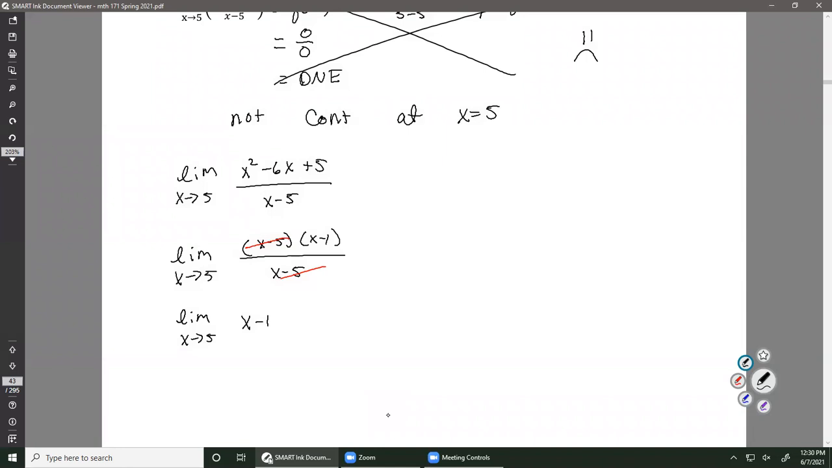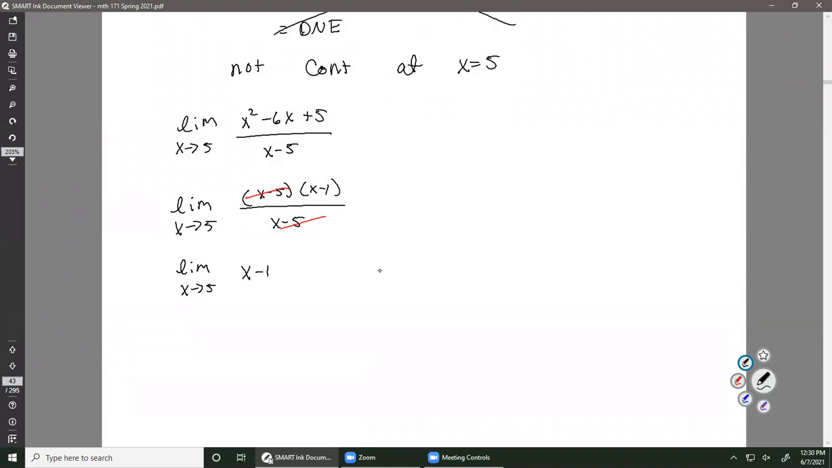But the nice thing is, at a limit, we don't care what's happening at that point. We're not actually looking at that point. We're just looking near it. So now we can plug 5 back in. And we get that this is 5 minus 1, which is equal to 4. So this allows us kind of to cheat that continuity system. And I'm going to put by continuity on my 5 minus 1.